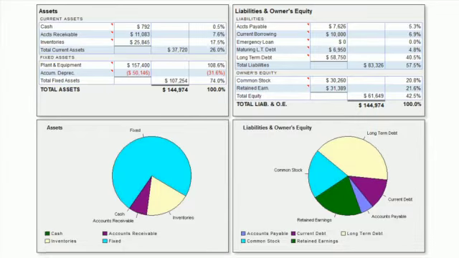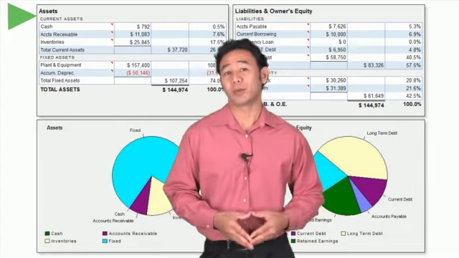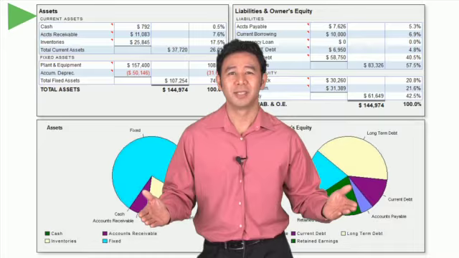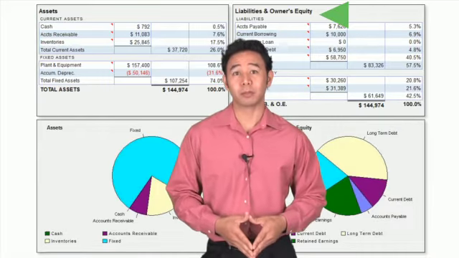Simulations bring financial statements to life, giving you the ability to run experiments and immediately see the impact of your pro formas. Let's start with a balance sheet. A balance sheet answers the question, who owns what? On the left side, you have what's owned. It's all stuff.